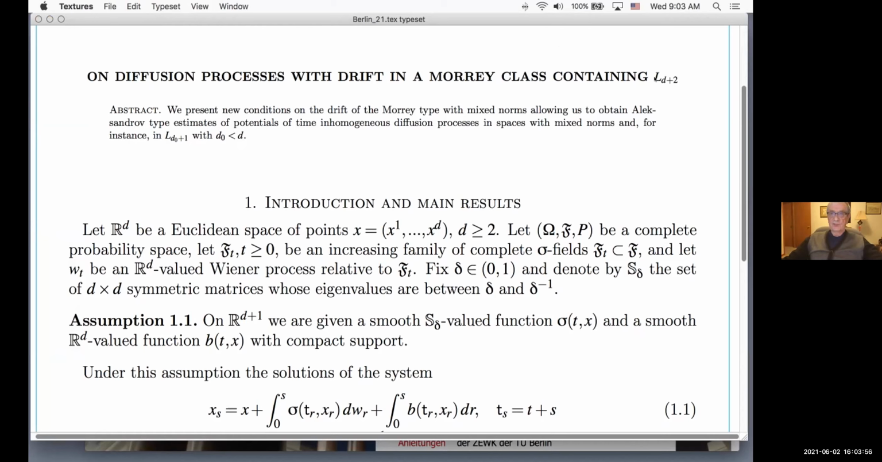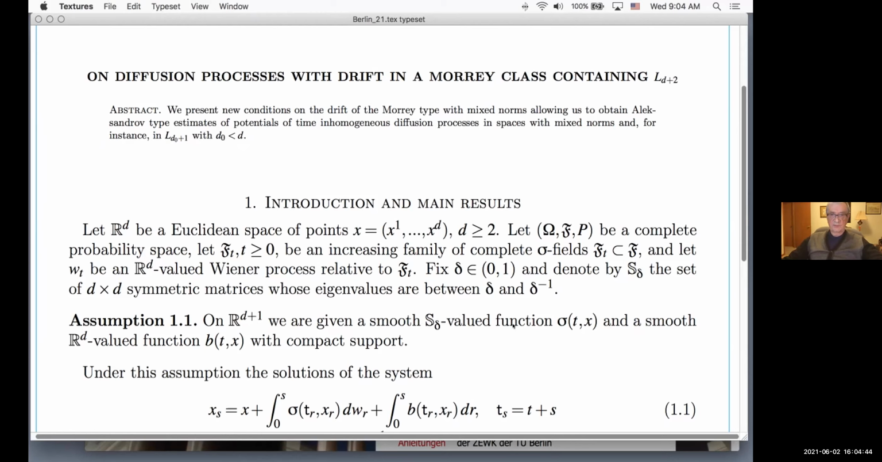A Morrey class which contains d+2. d is the dimension of the space, and so the whole thing starts like that. We have a Euclidean space, these are points, a complete probability space, and so on. What is important is that S delta is the set of d times d symmetric matrices whose eigenvalues are between delta and delta to the -1. So uniformly non-degenerate.